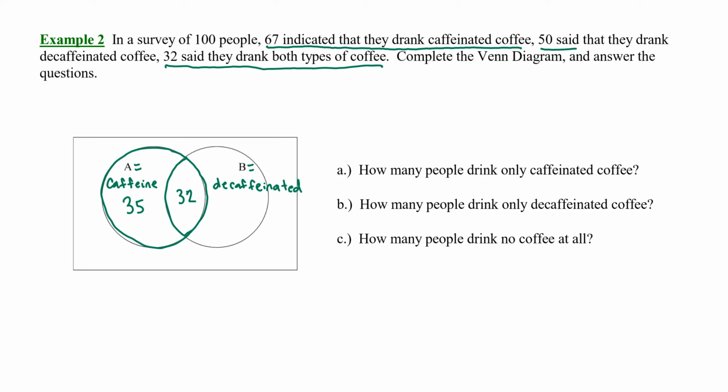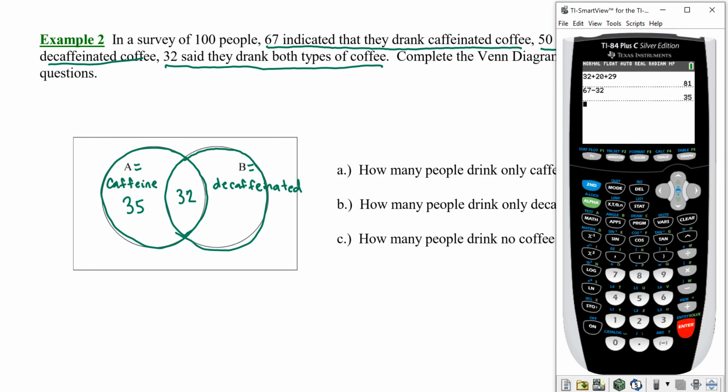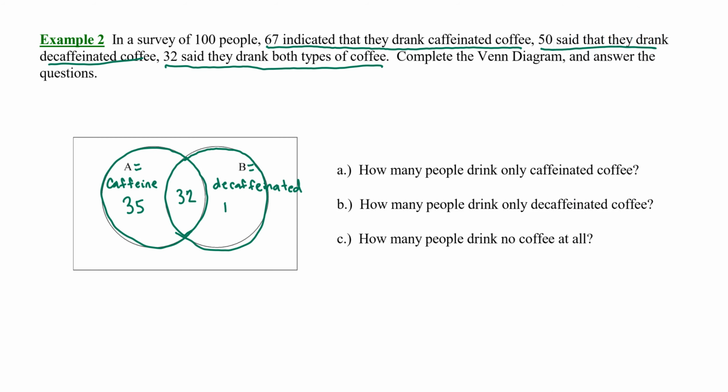Next, it says 50 said that they drank decaf. So now I'm looking at the decaf circle, and we know we need a total of 50 people there. But again, 32 are already accounted for in the intersection. So I'm going to take the total number for that circle minus the 32 that are already accounted for in the intersection, and that leaves 18 for this region only. The sum of 32 and 18 gives me a total of 50 for those that said they drank decaf.